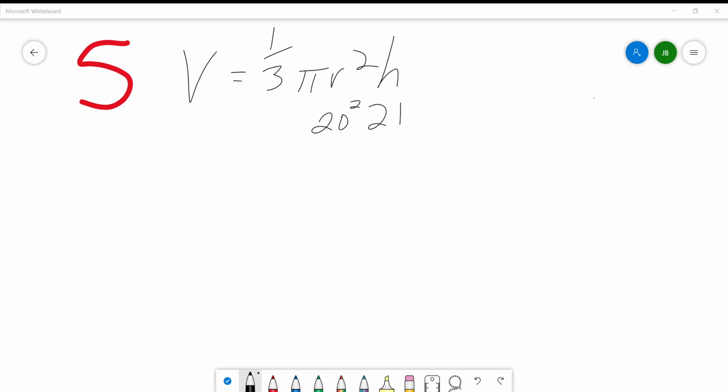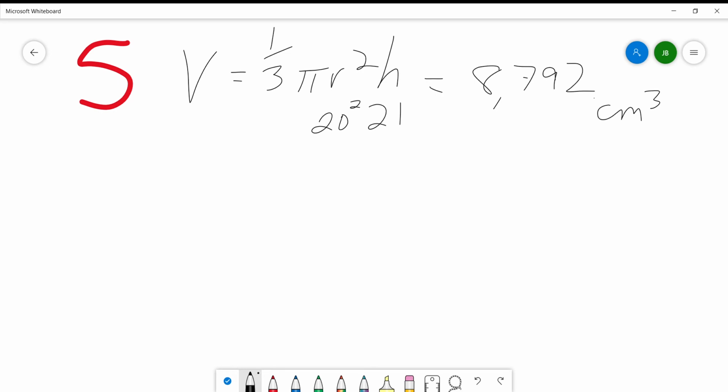Let's try to start over. I need to clear my calculator. 20 squared times 3.14 equals, divided by 3 equals, times 21 equals, I get 8,792, still in cubic centimeters. Let me double check, make sure I'm not wrong. Yep, 8792 cubic centimeters. And now the surface area.